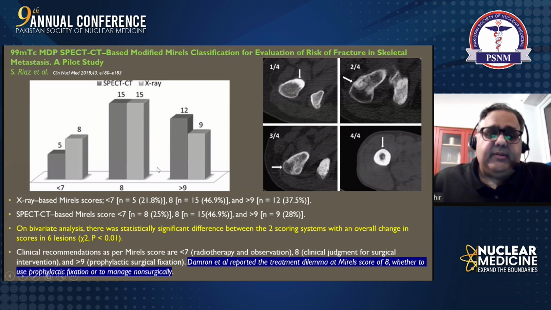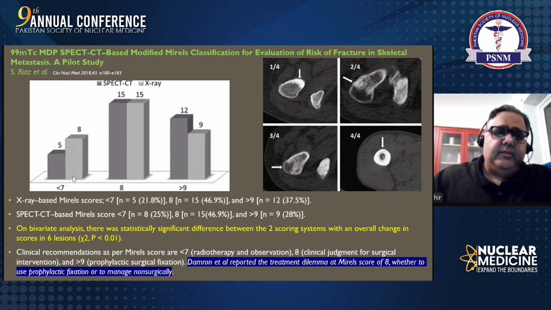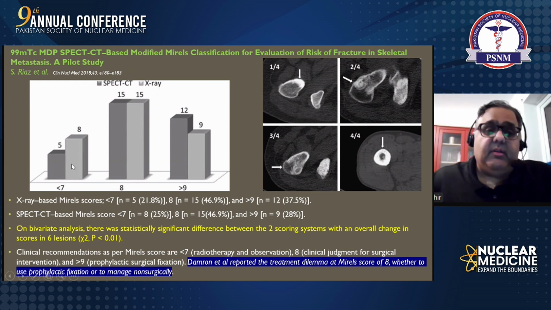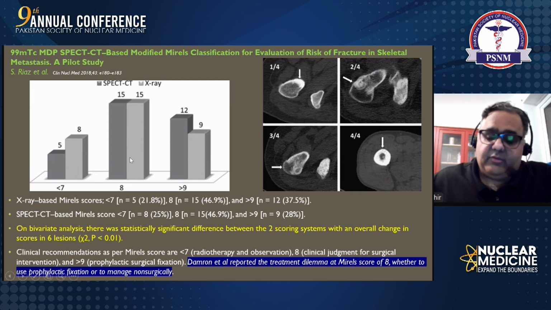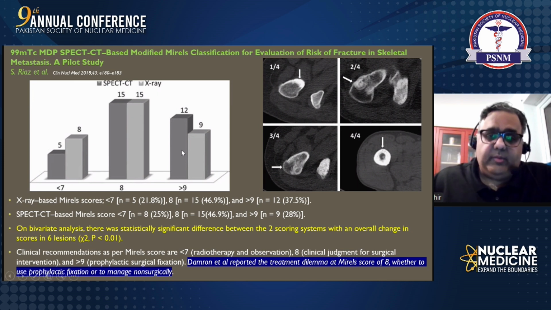So in this pilot, we saw that in the patients who were having a Mirels score of 8 on X-ray, only 5 patients were left with a score less than 7 on SPECT-CT, while in patients with a score greater than 9, at high risk of fracture, SPECT-CT was able to identify more patients as compared to the X-ray. The area in the middle, patients with a score of 8, are the tricky ones.